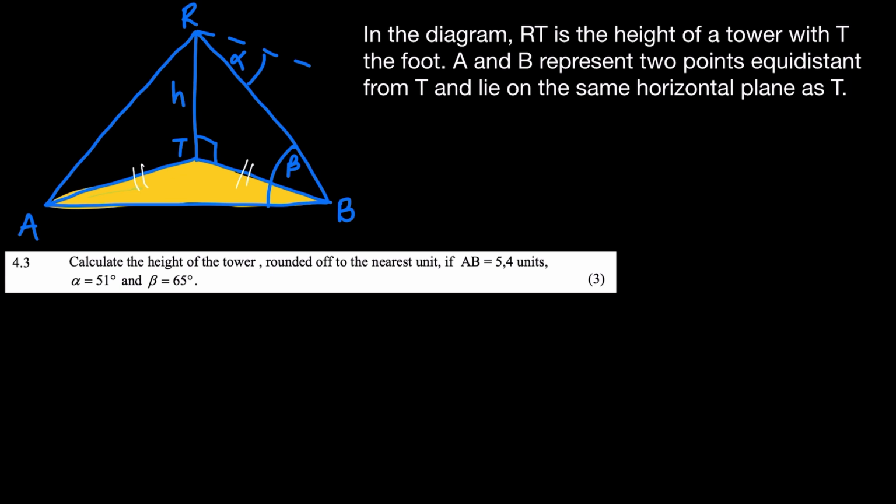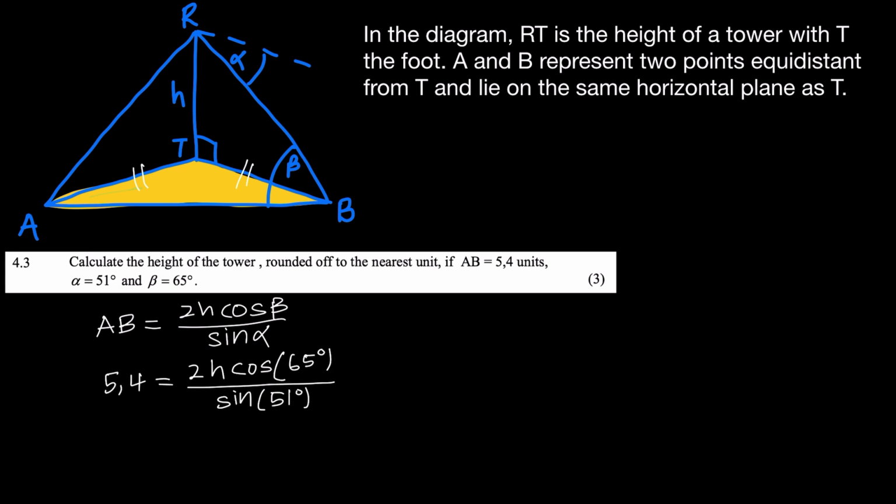Now we just worked out an expression in terms of AB, h, alpha and beta. So we should use this. So AB equals 2h cos beta divided by sine alpha. Now we can substitute the values in, leaving the only unknown being h. So 5.4 equals 2h cos of 65 degrees divided by sine of 51 degrees. Now we can simplify and solve for h, leaving h as 5 units.